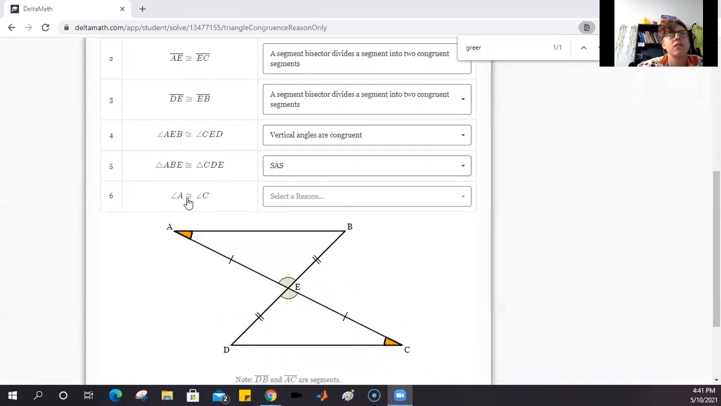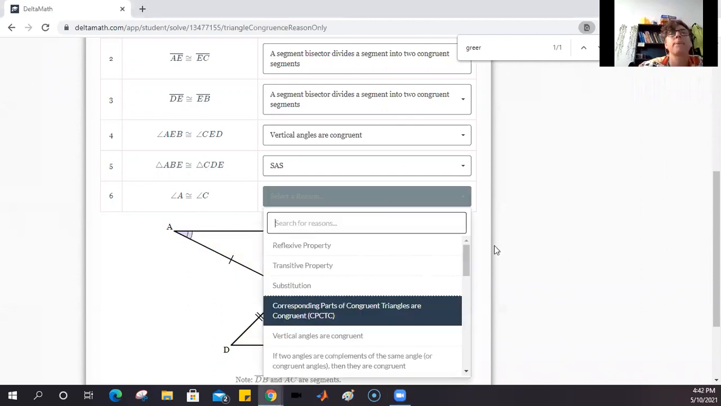And now why would parts of those triangles be congruent? Why are angle A and angle C congruent to each other? Well, they're corresponding parts of these now congruent triangles. And corresponding parts of congruent triangles are congruent.